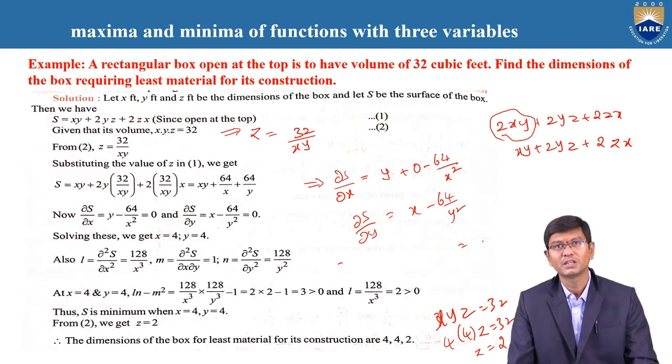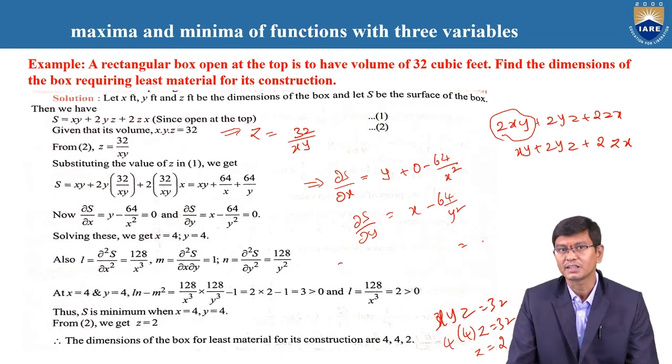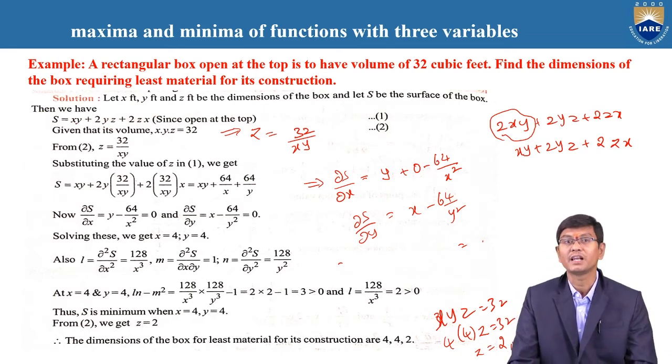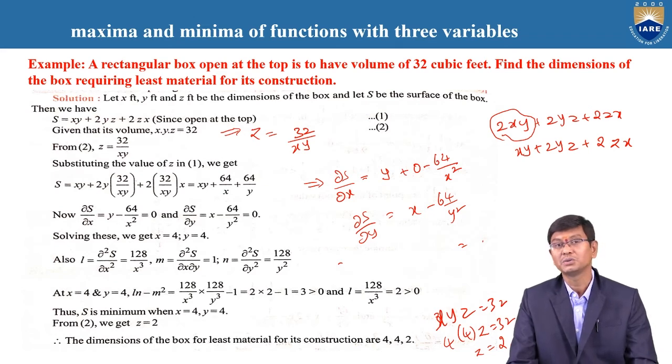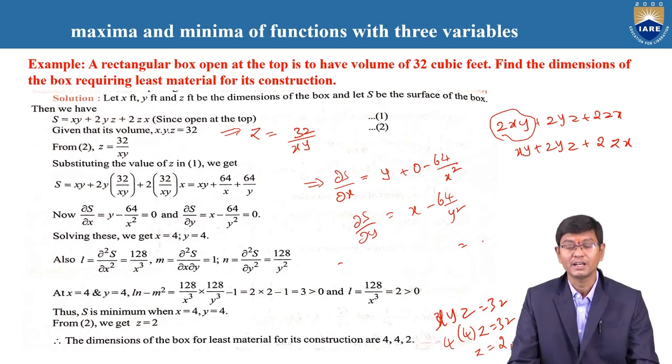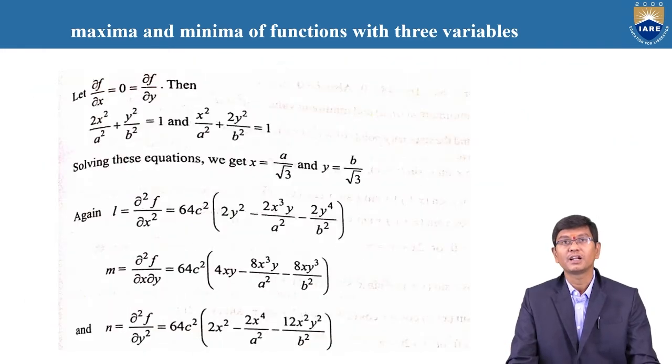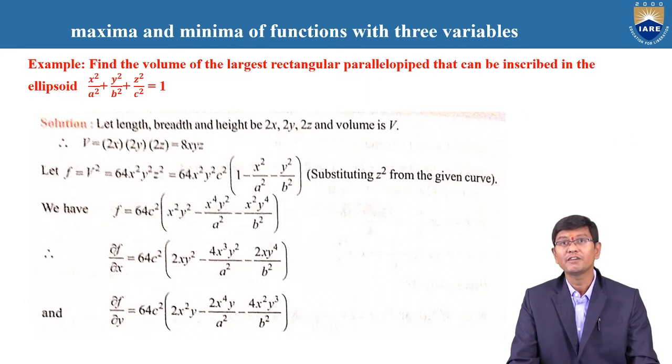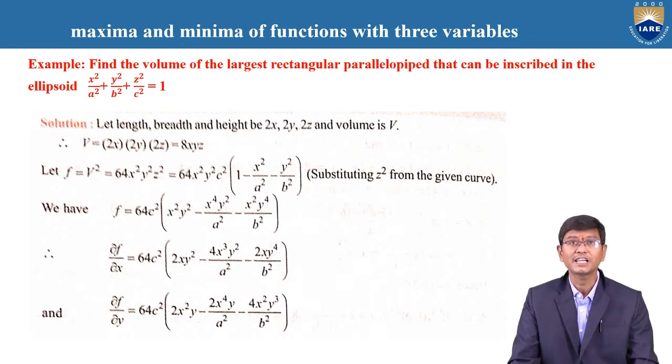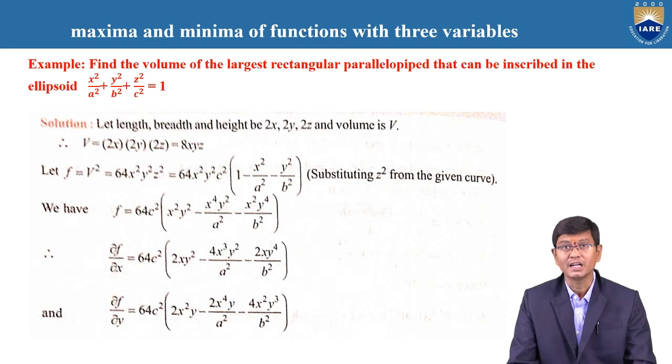Therefore, this is the procedure to find out, when the given function has three variables, how to reduce it to two variables and again how to find the solution. For example, let us discuss one other problem: find the volume of the largest rectangular parallelepiped that can be inscribed in the ellipsoid with the given condition.